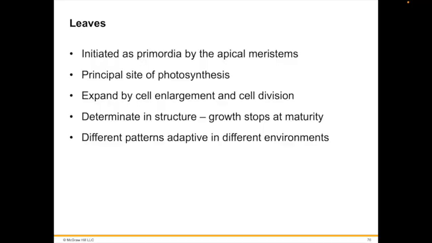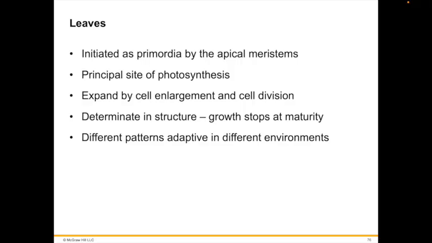Leaves, which are initiated as primordia by the apical meristems, are vital to life as we know it. They are the principal sites of photosynthesis on land, providing the base of the food chain. Leaves expand by cell division and cell enlargement. Like arms and legs in humans, leaves are determinate structures. Their growth stops at maturity.